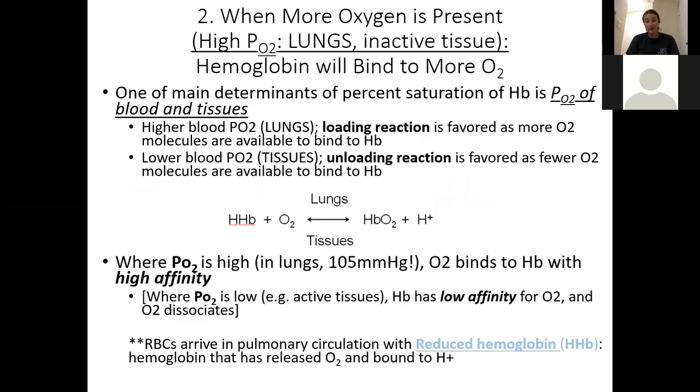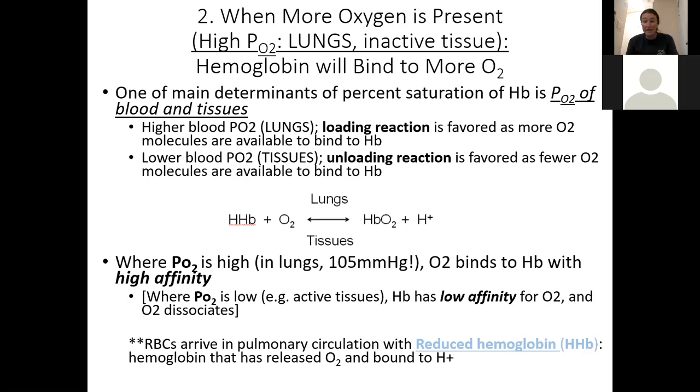The second factor is that when more oxygen is present, so when the partial pressure of oxygen is high, hemoglobin will bind more oxygen. So the affinity of that hemoglobin for oxygen is going to increase as well. This is actually one of the main determinants of the percent saturation. So if you have more oxygen in your blood in a particular area, such as the lungs, this is going to cause more oxygen to bind to hemoglobin more tightly. Hemoglobin is going to hold onto that oxygen for dear life as long as there's a lot of oxygen around.